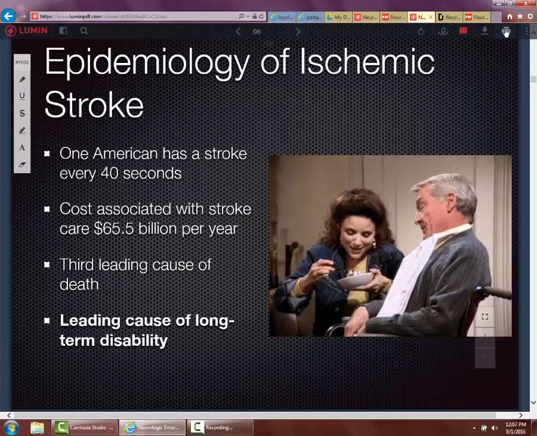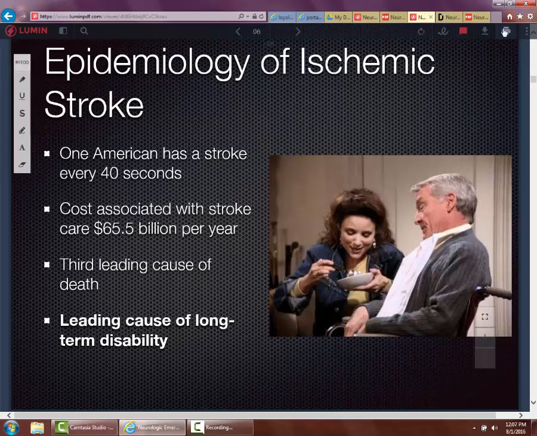So stroke is extremely common. One American has a stroke every 40 seconds. It's very expensive. $65 billion a year is spent on stroke care. It's the third leading cause of death, but this last point is the most important one. It's the leading cause of long-term disability in the United States.